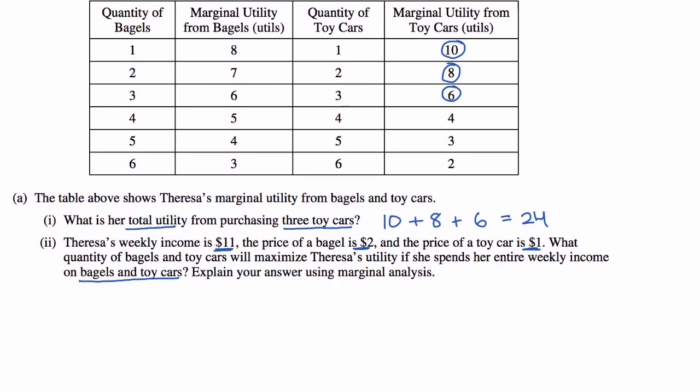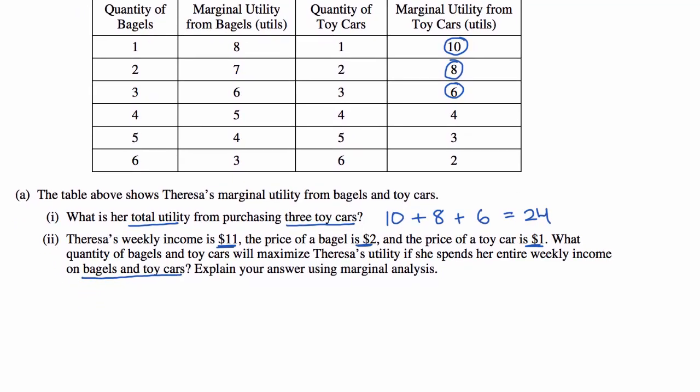And I'll scroll down a little bit so I have some space. So the key thing is once we know the price of a bagel and the price of a toy, and we know the marginal utility for every incremental bagel or toy, we can figure out our bang for our buck. We can figure out what is going to be the marginal utility per dollar from that incremental bagel and that incremental toy car. And so let's just explain first.